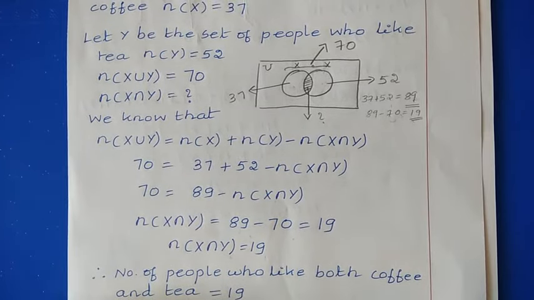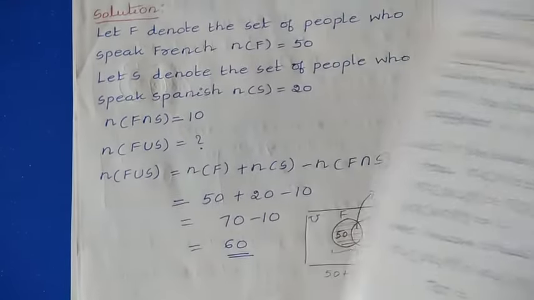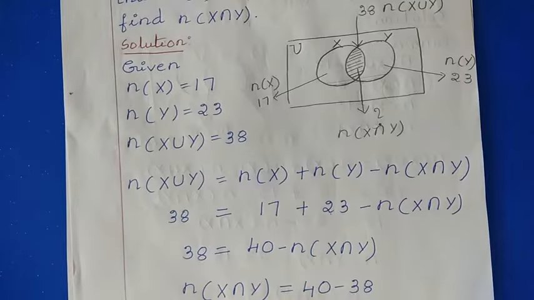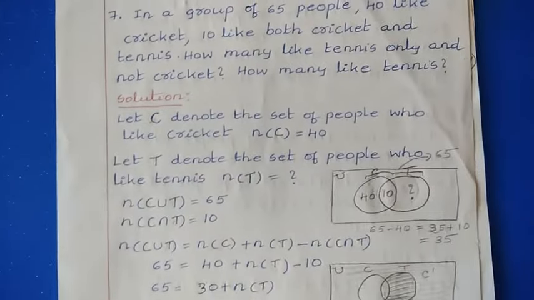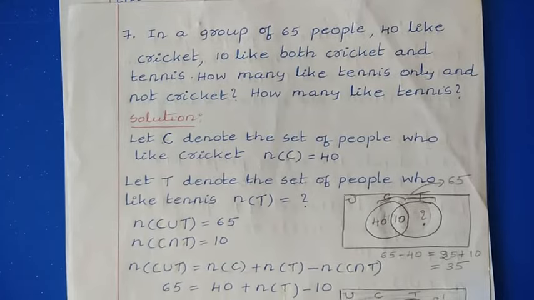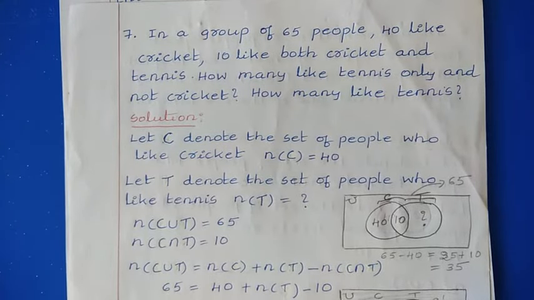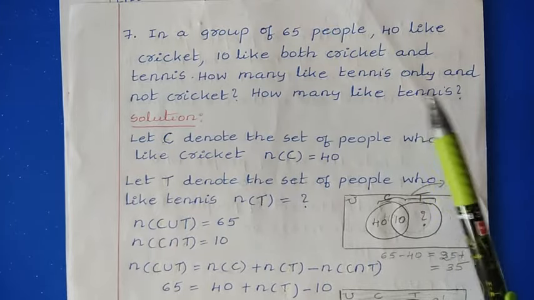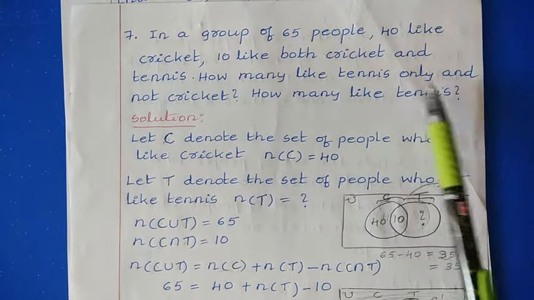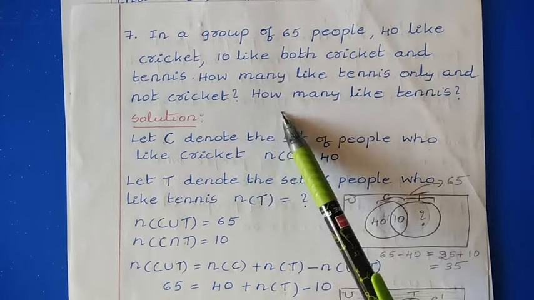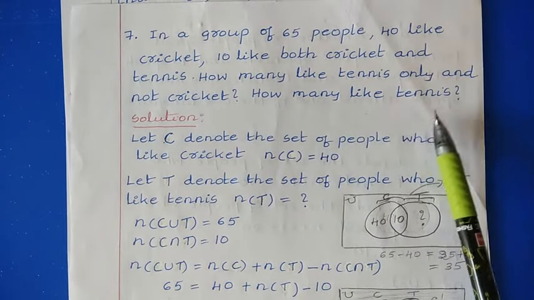So this is about question number 6. Next we will discuss question number 7. The question is, in a group of 65 people, 40 like cricket, 10 like both cricket and tennis. How many like tennis only and not cricket? How many like tennis? Here we have to calculate two things. One is how many like tennis only and not cricket. Another one is how many like tennis.